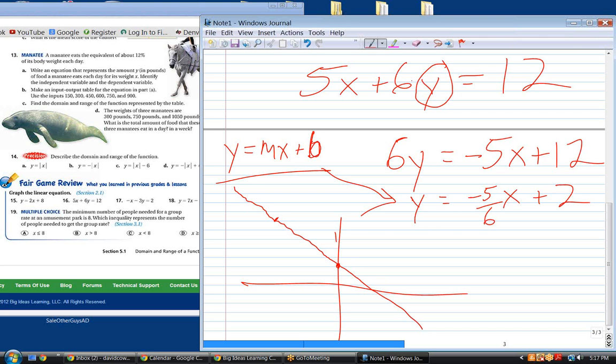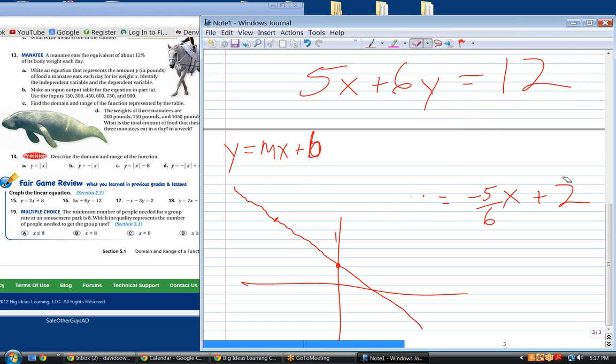There's actually a far easier way to graph it when they give it to you in this format. Let me show you what it is. I'm actually going to graph it on a different piece of coordinate plane.